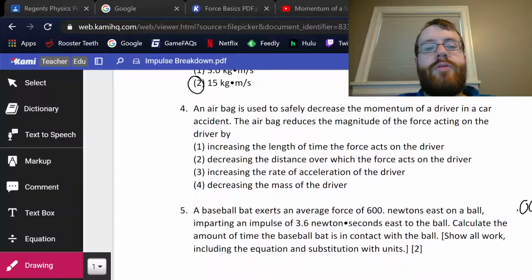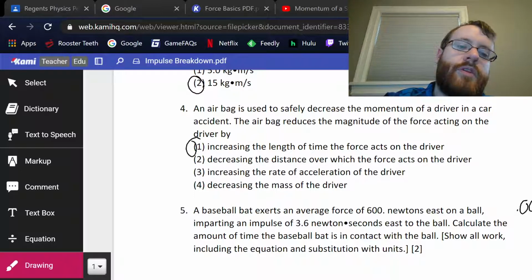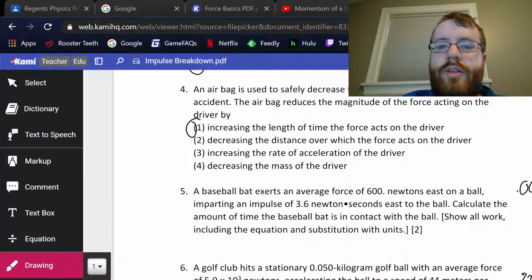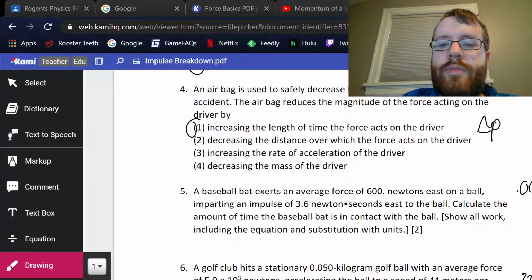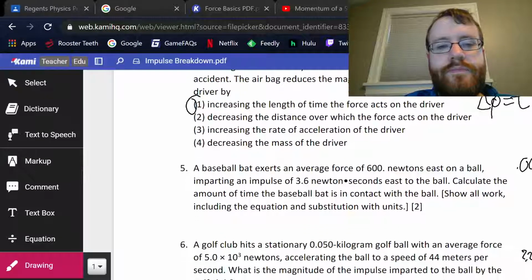Okay, an airbag is used to decrease the momentum of the driver. The airbag reduces the force on the driver by safely decreasing the momentum of the driver, basically by increasing the length of time. That's what we talked about in the video. The longer time you have, the less the force is, because your change in momentum is the same no matter what. So if you make the time really big, it's going to make the force very tiny. That's the kind of idea that we have.